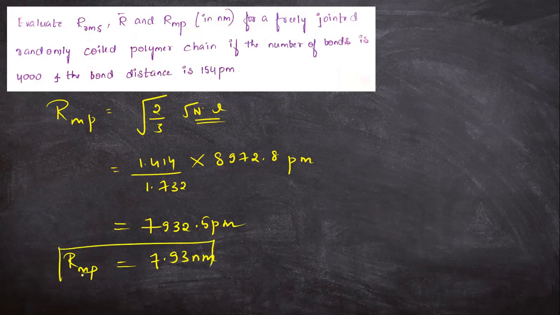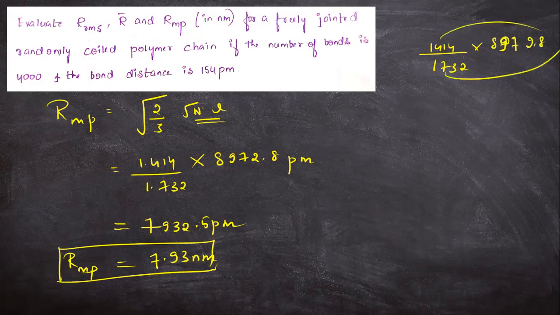Most probable distance. So how will we solve this exactly? Just remove this point, and do one thing: 1414 divided by 1732 into 8972.8. Just a simple division you should know. Then you will get the answer. Okay, so let's go on to the next question.